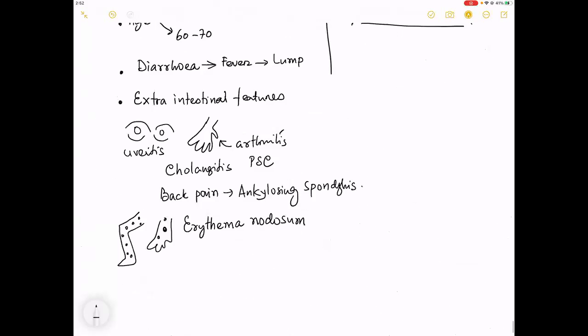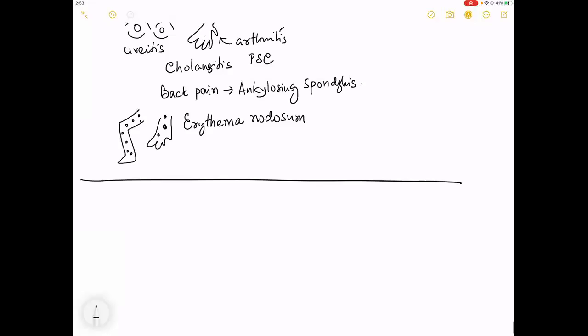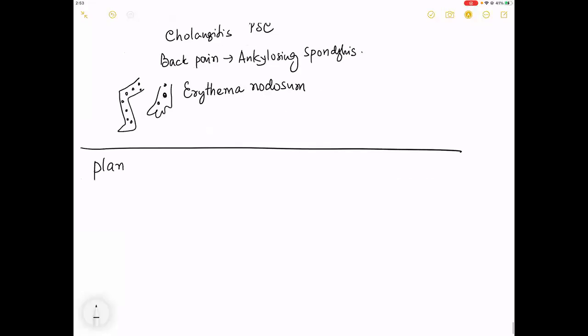Okay. Now the next question: sir, will the lump be intraperitoneal or retroperitoneal? Very good question. It is usually an intraperitoneal lump, though the appendix is retroperitoneal. But given the history of appendicitis, it is an appendicular intraperitoneal lump. Now, what is the plan for these patients?